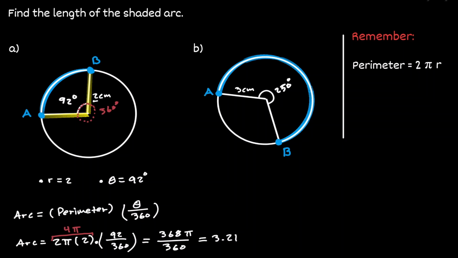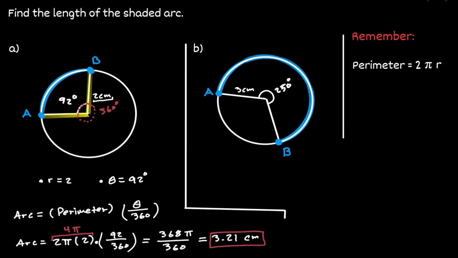Now notice that the length of the radius was given to us in centimeters. Therefore, the length of the arc is also in centimeters. Looking at example 2, we are given that the radius is equivalent to 3 centimeters. And the central angle that creates the arc of interest has a value of 250 degrees.